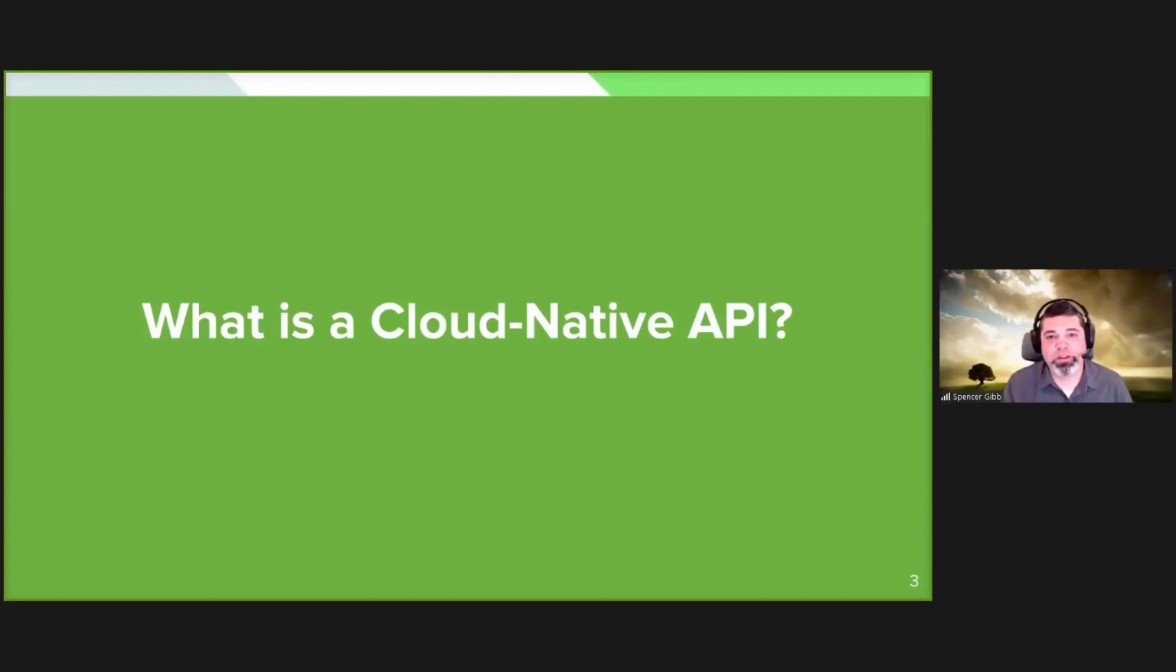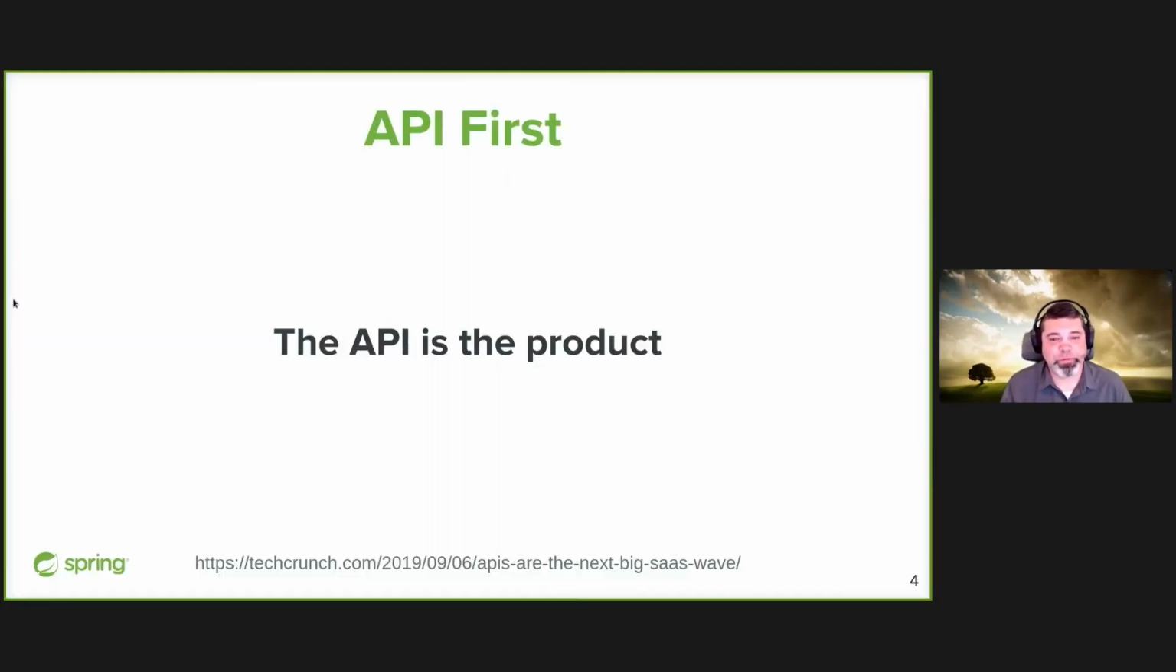So first, we want to discuss the question, really, what is a cloud-native API? I really appreciated Ajay's talk today. It meshed really well with a lot of the things we're going to talk about. One of the things he mentioned and that we thought of when we were first discussing this talk is that cloud-native APIs are API first. Really, the API is the product.